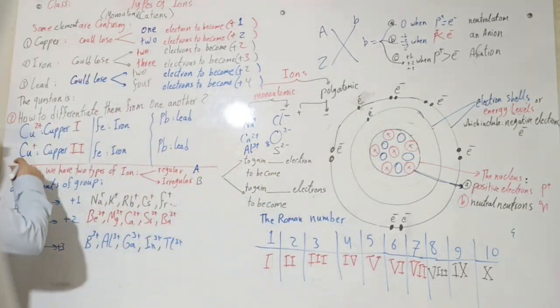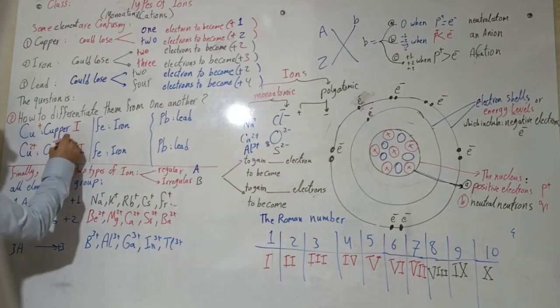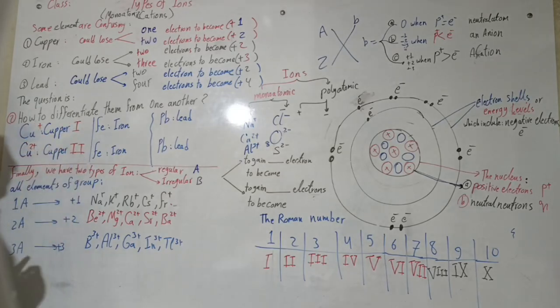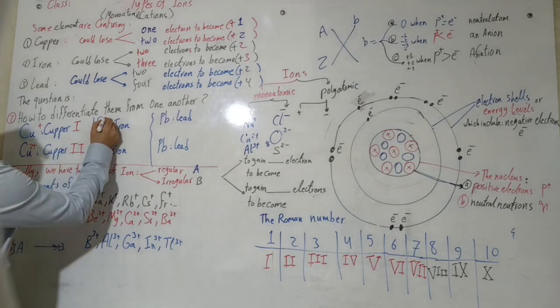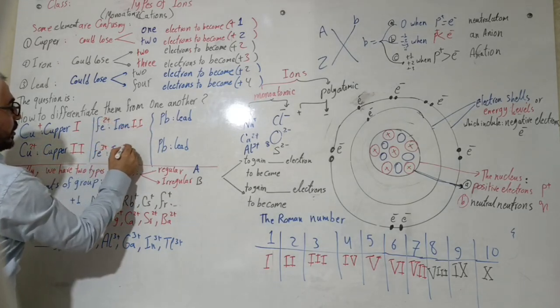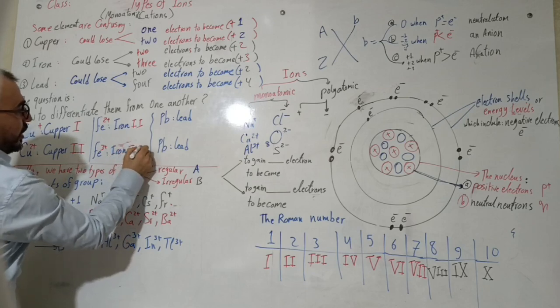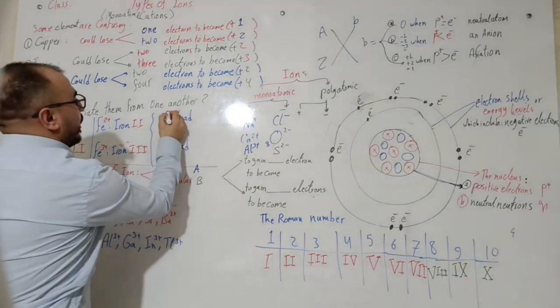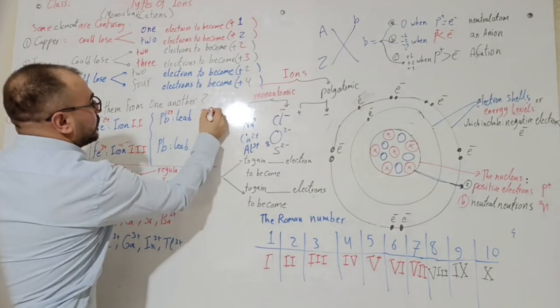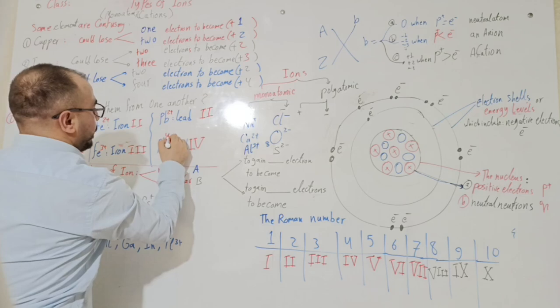So that, my friends, here we have, for example, copper 1 and copper 2. We have here iron 2 and iron 3. Sorry, iron 3 this way. And we have lead 2 and we have lead 4.